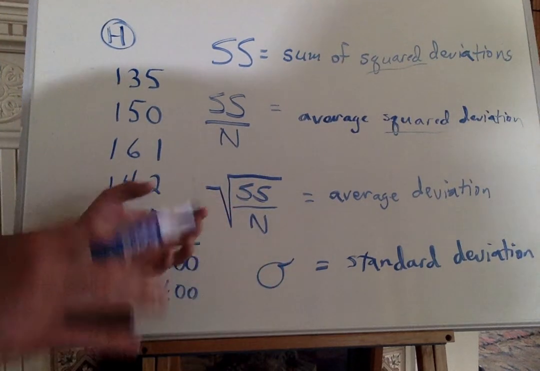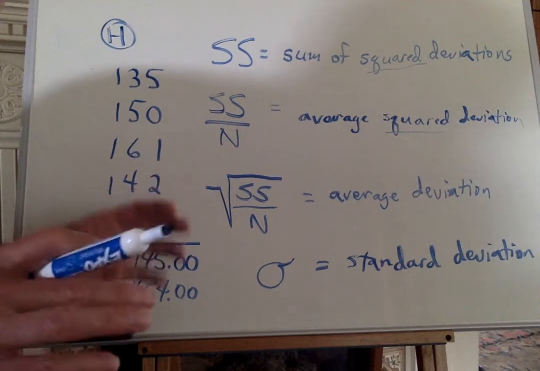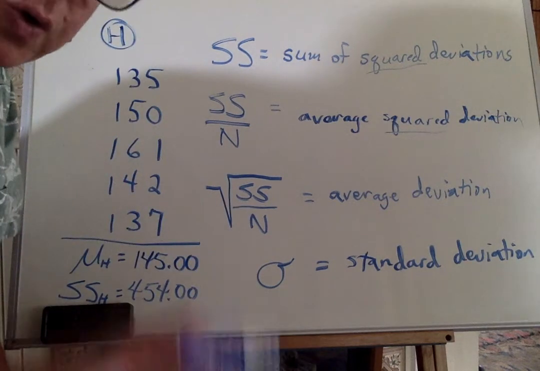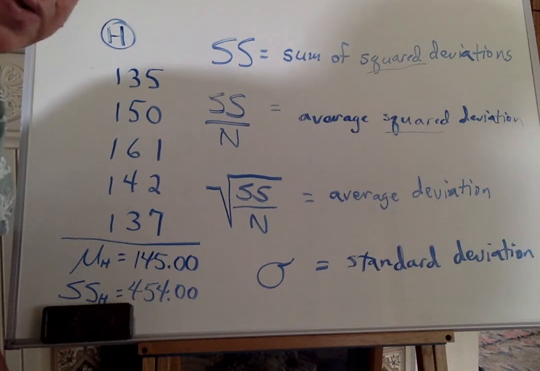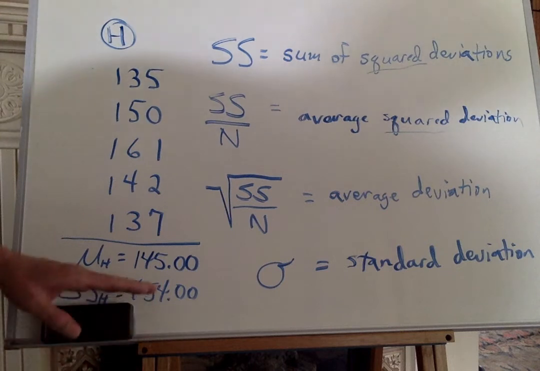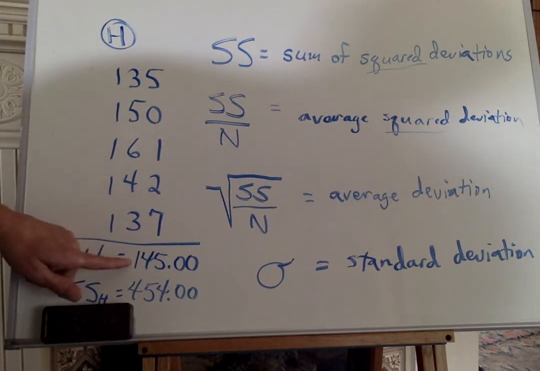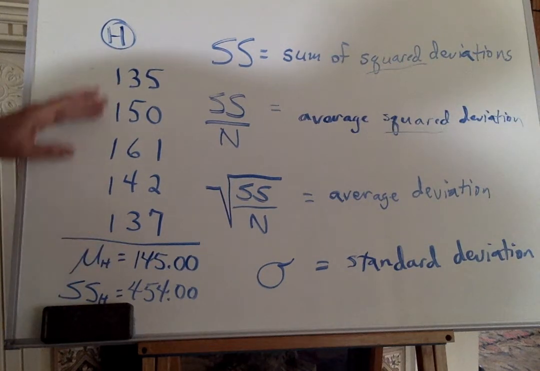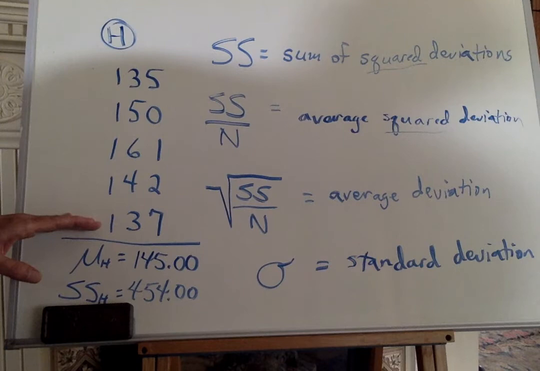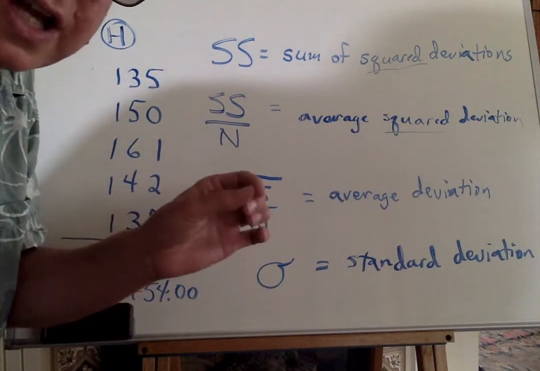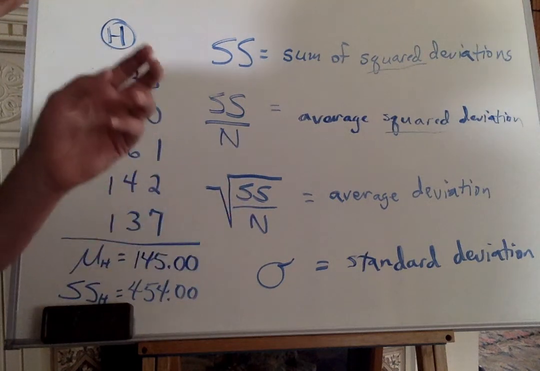I'm going to ask you to make another guess before we do the computations, folks. Please, before we do the computations, make a guess. Here's the average for this group of scores. The average is 145. I want you to make a guess about what the average deviation is.